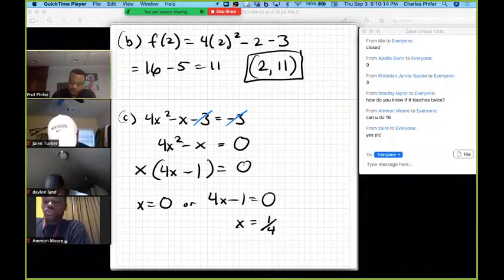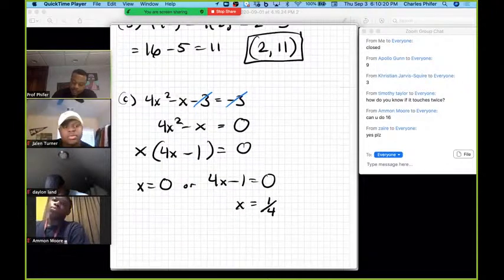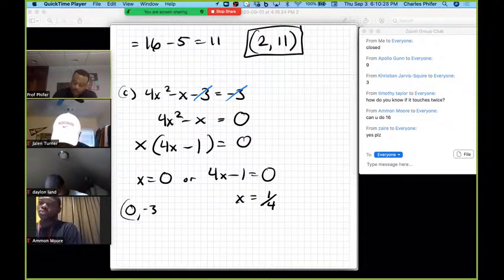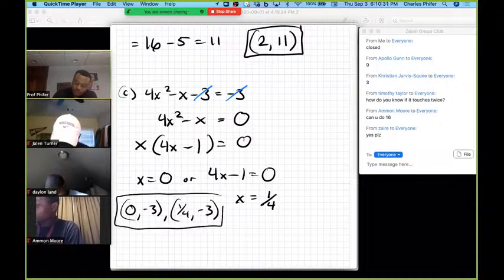Okay? So for part C, what points are on the graph? So then we have 0, comma, -3, and the other one is 1/4, comma, -3. And we'll check these before we submit our answers to minimize the chance of us making a mistake.